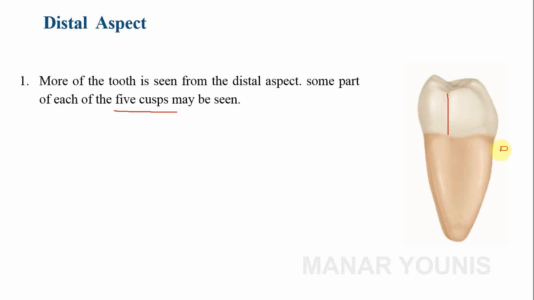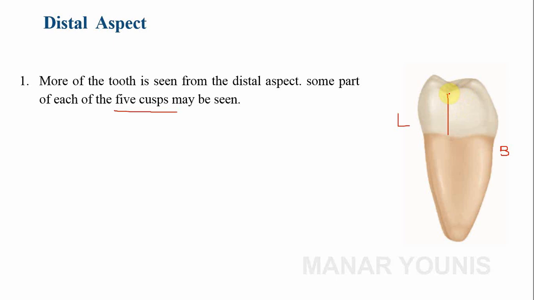As was mentioned before, the area where the cusps are flat is the buccal, while the long and sharp cusps are the lingual. So this is the buccal and this is the lingual. Due to the shorter crown length distally and the convergence of both the lingual and buccal aspects toward the distal side, more of the occlusal surface can be seen and all the cusps can be seen.